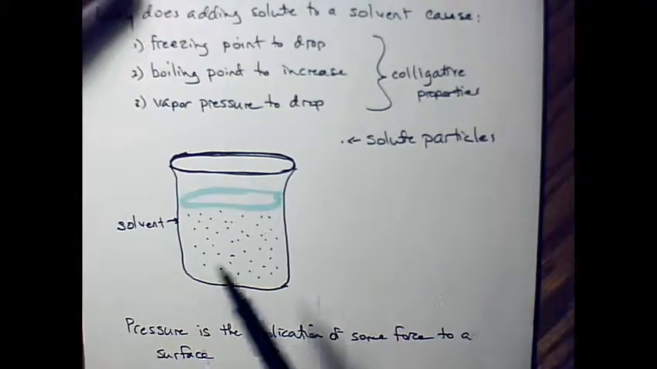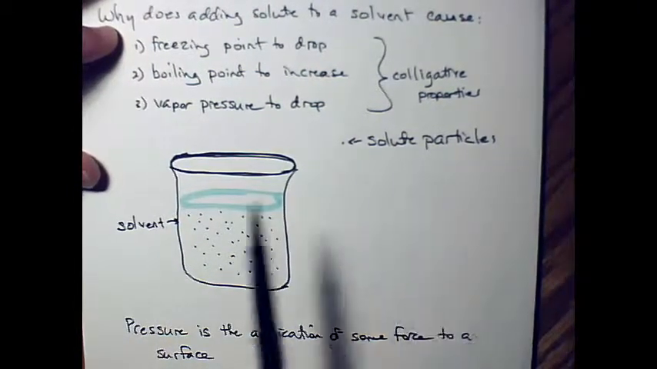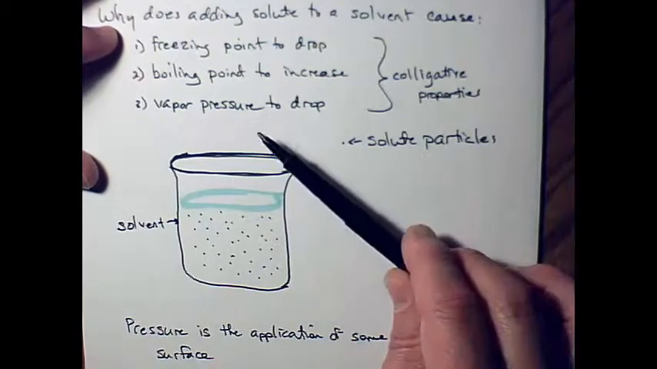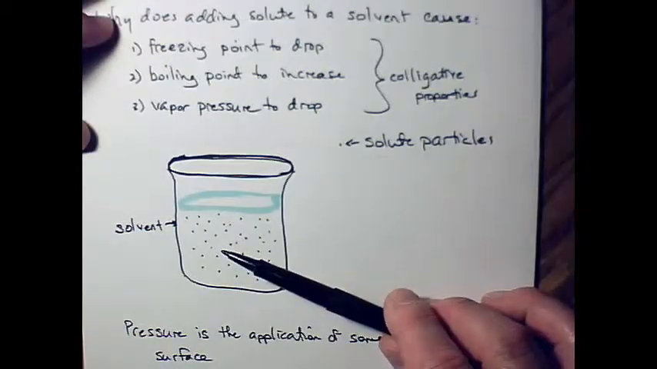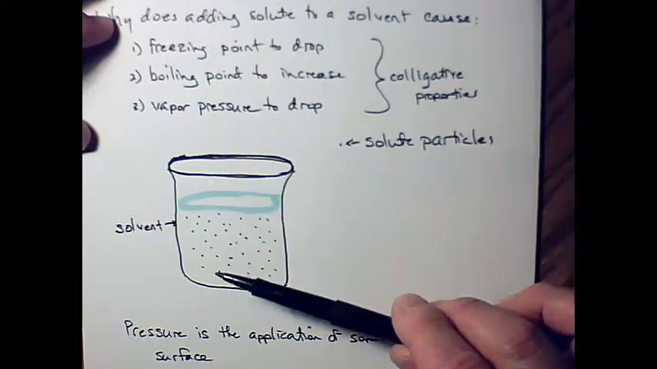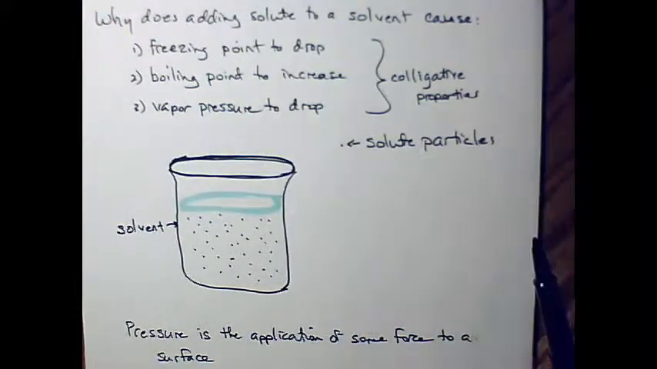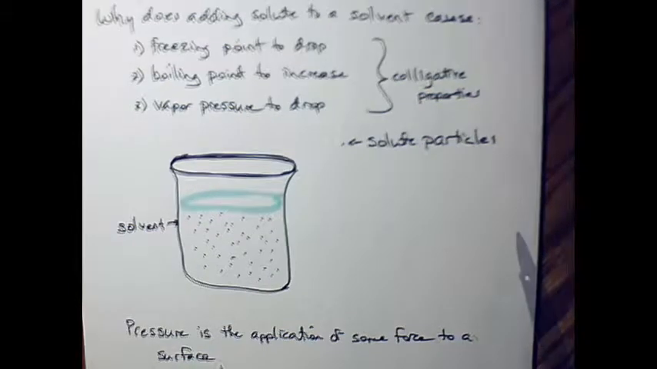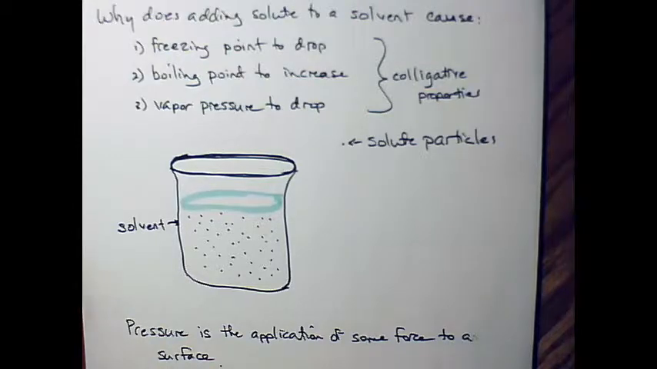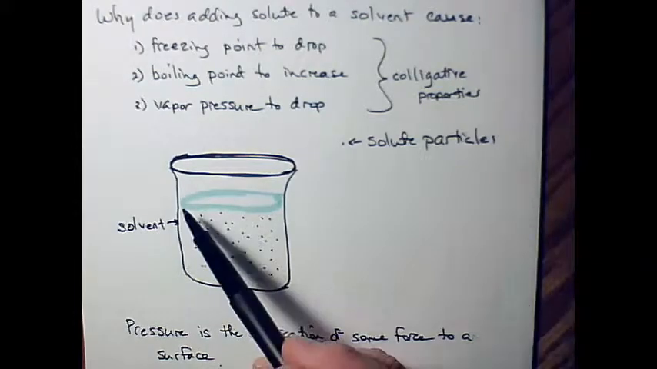Okay? So why would adding solute particles to the solvent lower the vapor pressure? It means that there's fewer particles going through, because the more particles we had going through, they're in the way. The solute particles are in the way. Alright, so that's the theory underlying why it is that boiling point increases, freezing point drops, and vapor pressure drops when you add solute to solvent.